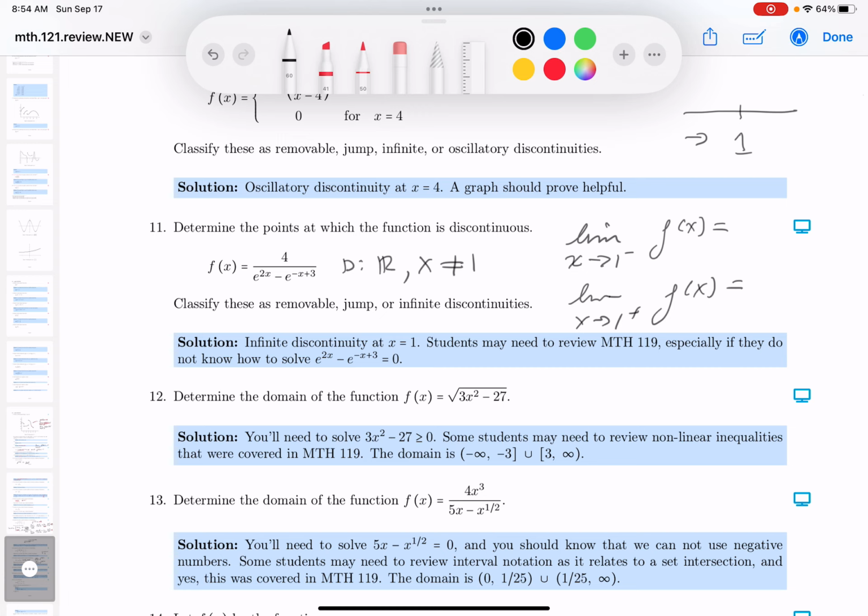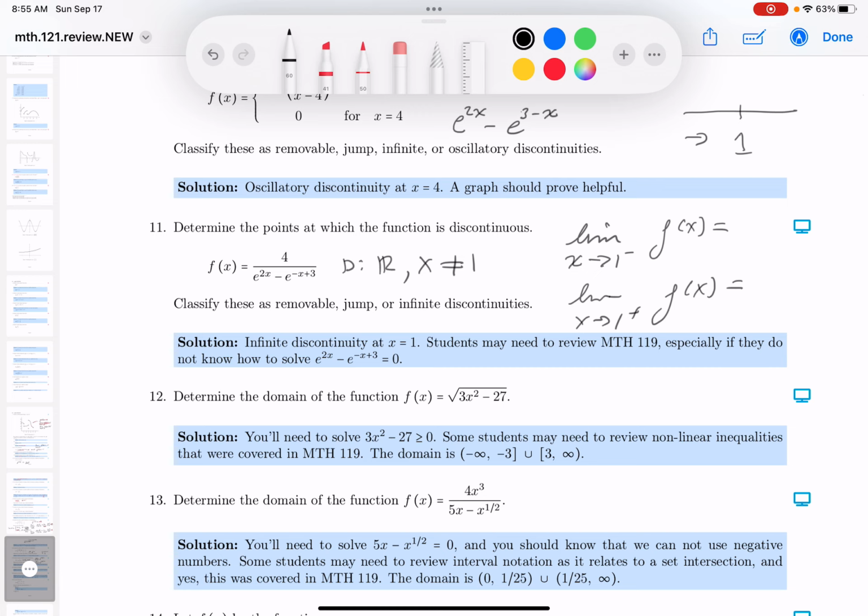Be careful about this too. And I'm looking at e to the 2x minus e to the minus x plus 3. And let's take a look at a number, see what happens over here. It's not the easiest thing to look at. You got e to the 2x, and then minus e to the minus x plus 3. I'm going to write that a little differently. I'm going to write it as 3 minus x. Right, it's kind of a battle problem.